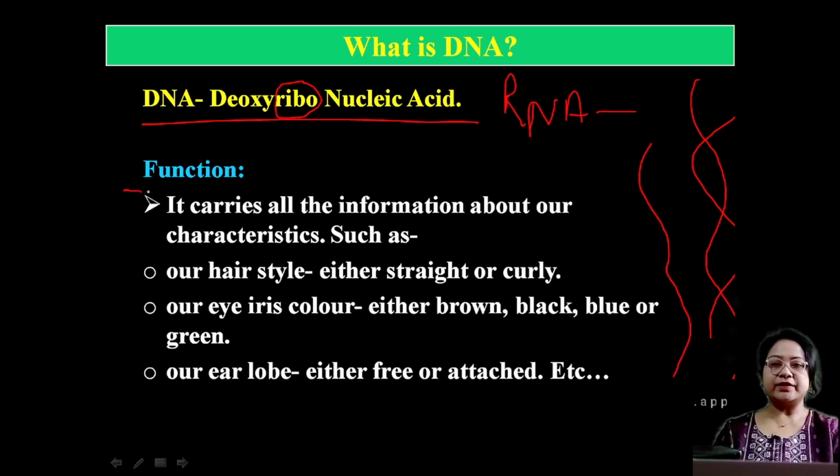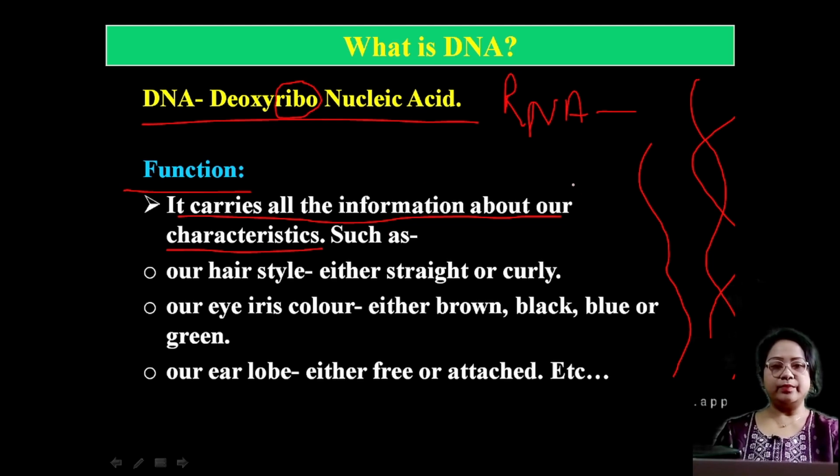Then what are the functions of DNA? It carries all the information about our characteristics, such as our hairstyle, that will be either straight or curly, our iris color, either brown, black, blue or green, our earlobe, either free or attached, and many more. So DNA, what does it do? It carries all that information about you and me from your parents or my parents to you and to me.